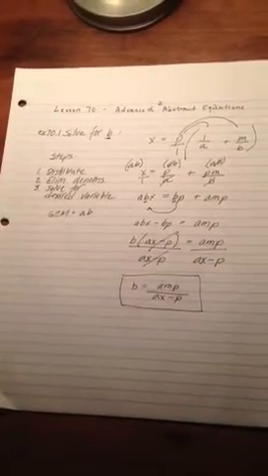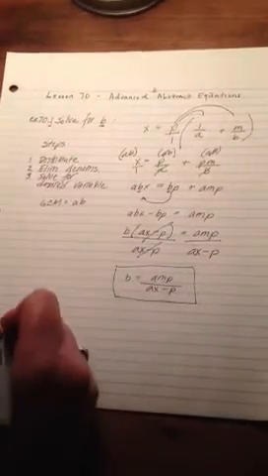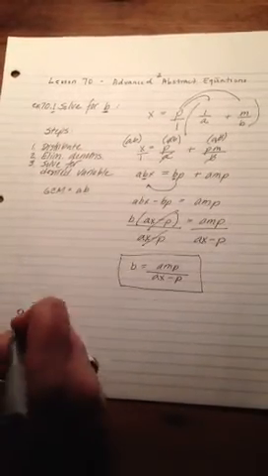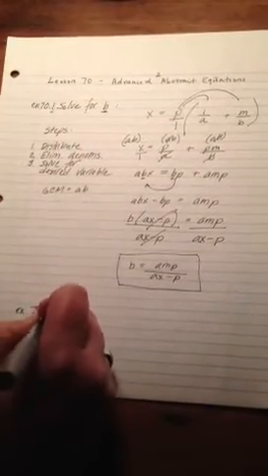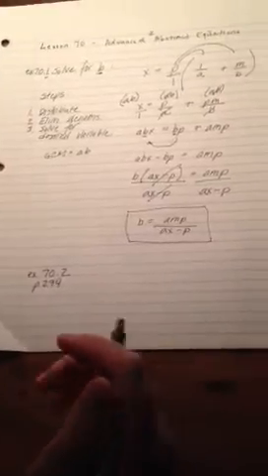Okay, so that was 70.1. So here's example 70.2. You can find it in your book along with the answers. It's on my page 294. I'll write the problem here and then you guys can go ahead and work on the board to solve.